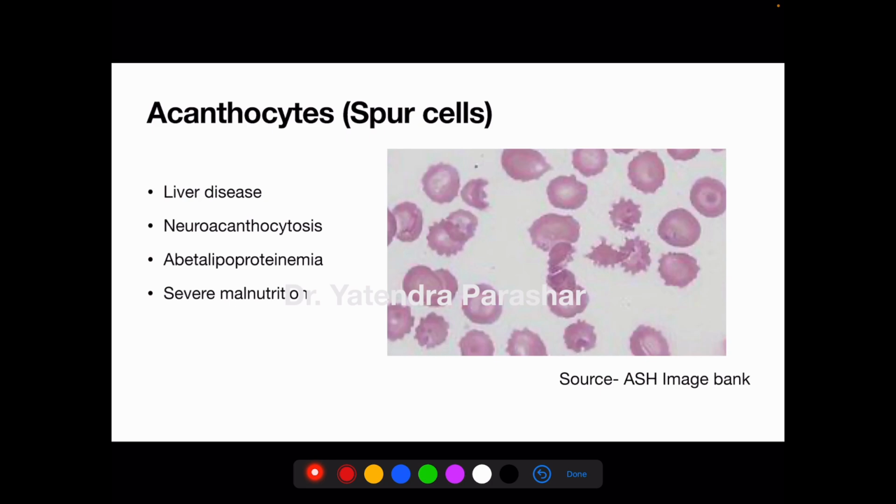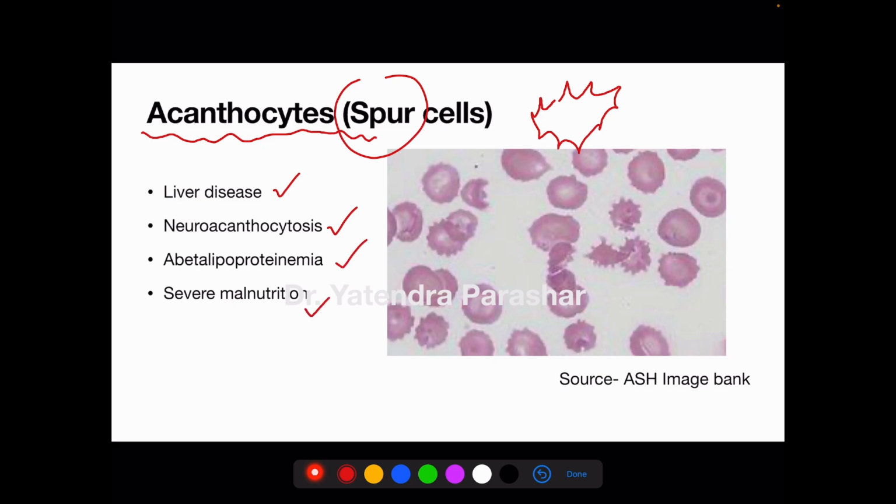Now come to the acanthocytes. Acanthocytes are also known as spur cells. Spur cells have large spicules and these spicules are not evenly distributed, and these acanthocytes can be seen in liver disease, neuroacanthocytosis, abetalipoproteinemia, and severe malnutrition.